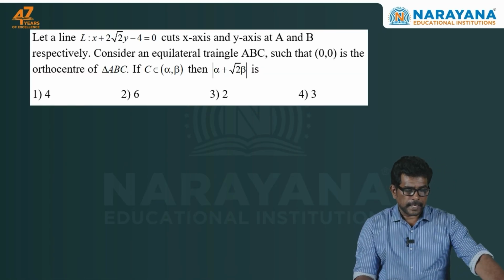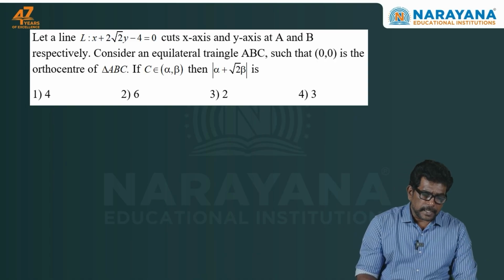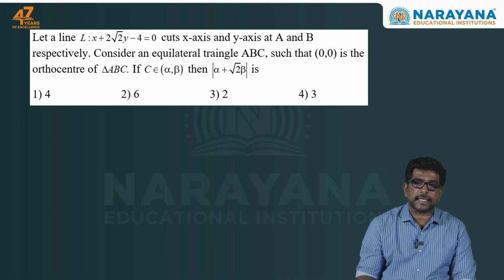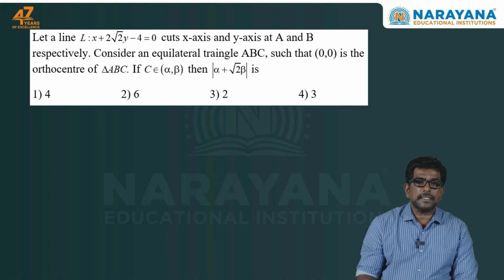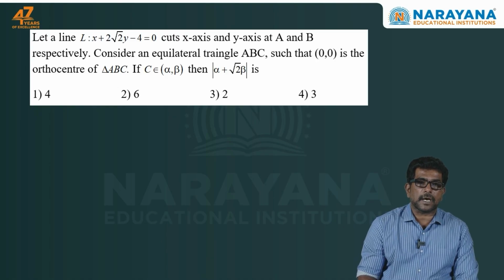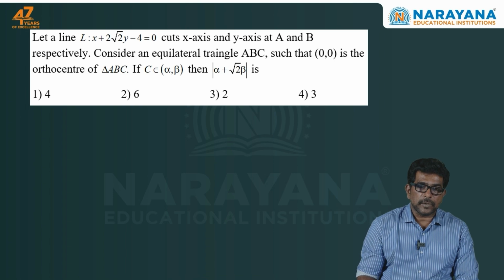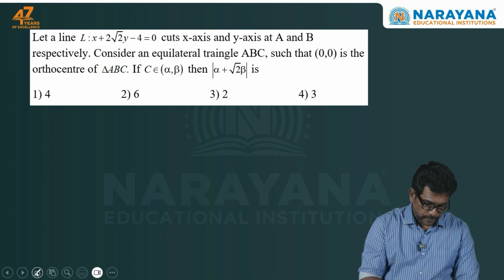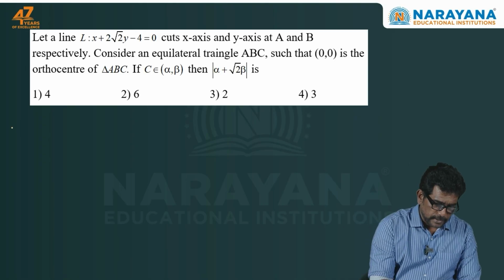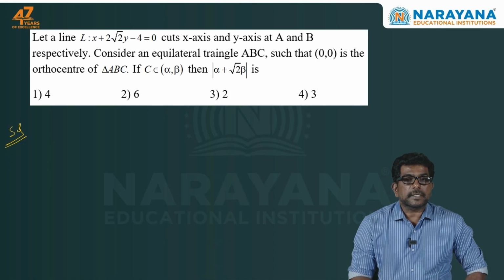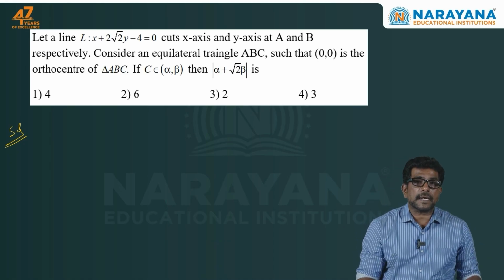Let a line L, that is x plus 2 root 2 y minus 4 is equal to 0, cuts x-axis and y-axis at A and B respectively. Consider an equilateral triangle ABC such that 0, 0 is the orthocenter of triangle ABC. If C belongs to alpha, beta, then mod alpha plus root 2 beta value they are asking. Now problem is related to the straight lines, and especially related to the triangles concept. It is an equilateral triangle ABC.